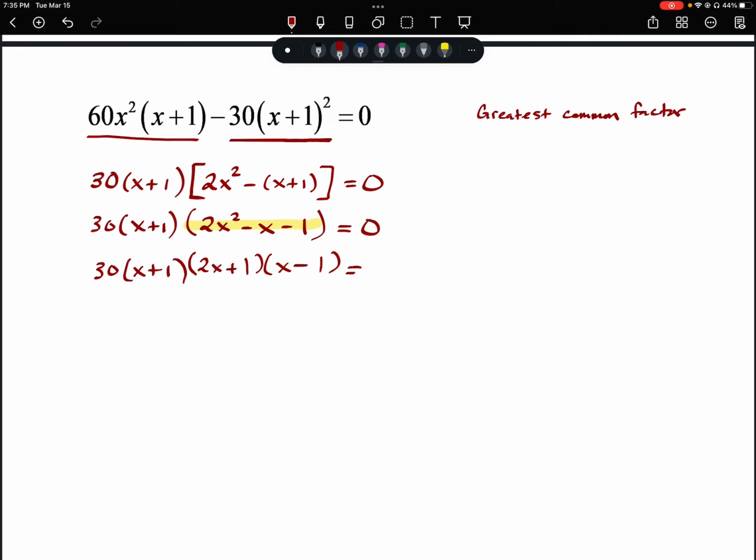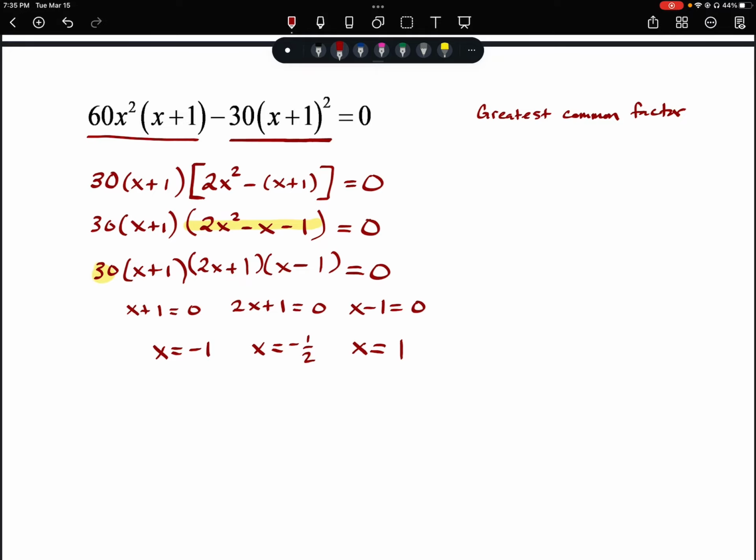And now we're just going to end up using our zero product property. Now 30 is just a stretch factor, so it's not going to have any impact on our answers. Let's just go ahead and deal with the rest of them. x plus 1 equals 0, 2x plus 1 equals 0, and x minus 1 equals 0. So x equals negative 1, x equals negative 1/2, and x equals positive 1.